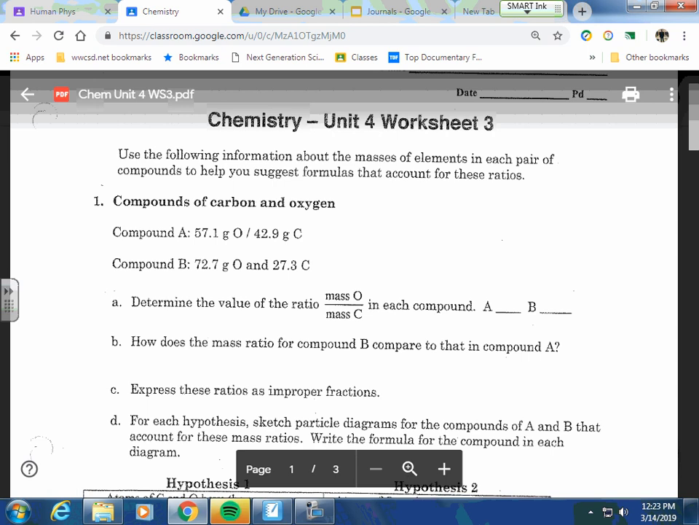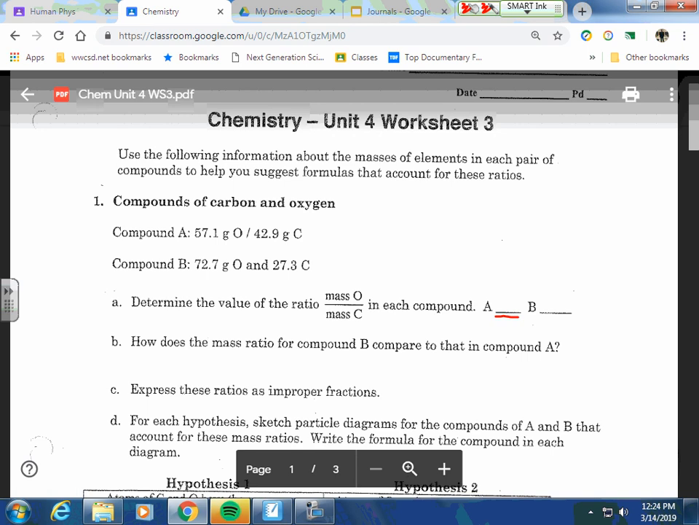So in number one, we have these two compounds that contain only carbon and oxygen. And it says in compound A, we have 57.1 grams of oxygen per 42.9 grams of carbon. All right, so we're going to figure out that ratio for oxygen to carbon, and that's going to go here for A. So can somebody take on the calculator? I just told you guys where that is on your phone. Somebody take 57.1 and divide that by 42.9.